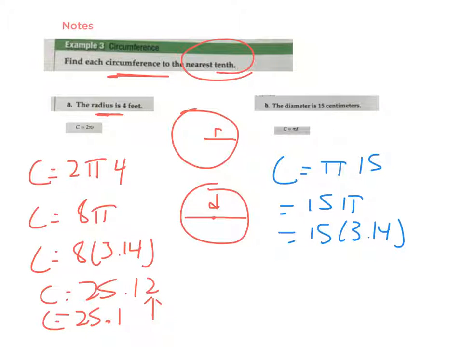I get 47.1. And that's already to the 10th place value. We don't need to round that anymore. So there is how we do circumference.